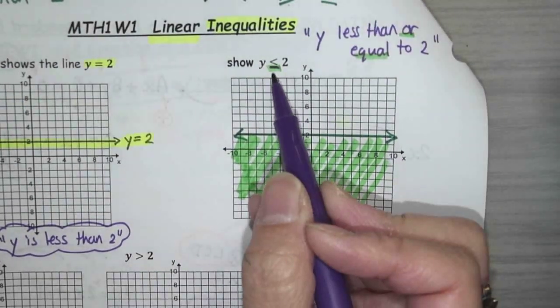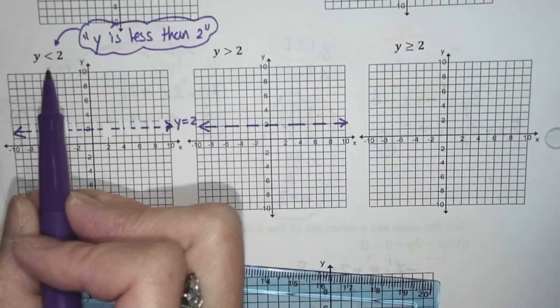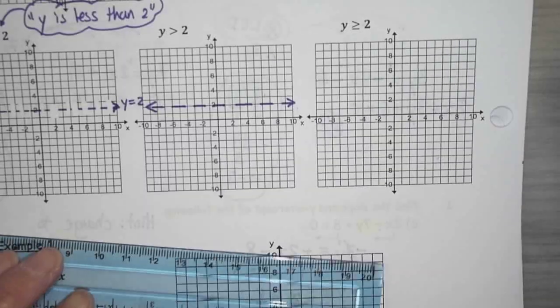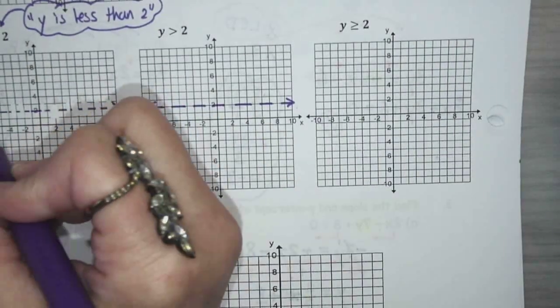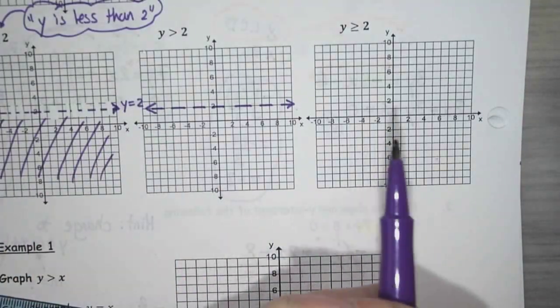This is y is less than or equal to, so it means solid line and below. This is less than 2, so not equal, so dash, dash, dash, but less. So if you don't have a highlighter, you're going to do this. Just do stripes underneath, and the stripes will indicate that you mean to color everything below it.